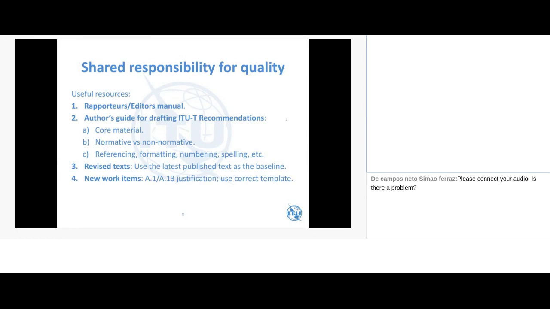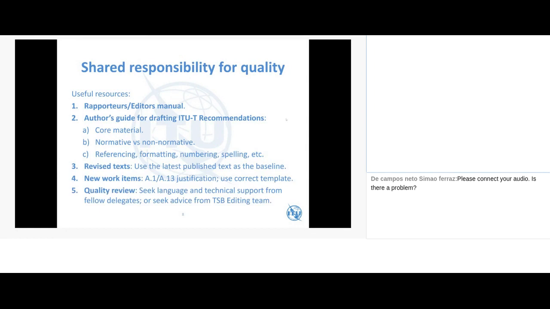And I've already mentioned that we have the A1 and A13 justification templates. They help outline what information is required to justify the start of a new work item. And then stepping back from that, this is all publicly available information, but there's also the concept of a quality review. That could be from the TSB editing team. So that could be a formal request to do a check either about the structure or the content, or if a text is getting close to maturity, you could ask for a full editorial review before approval, which can save a lot of time and improve the quality.